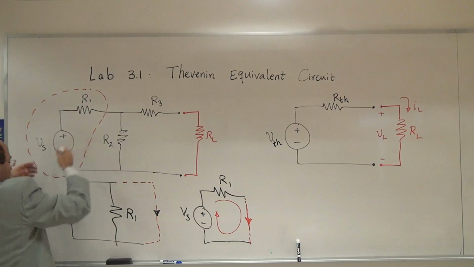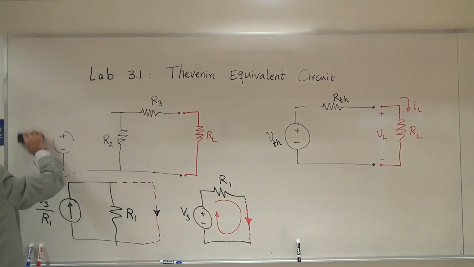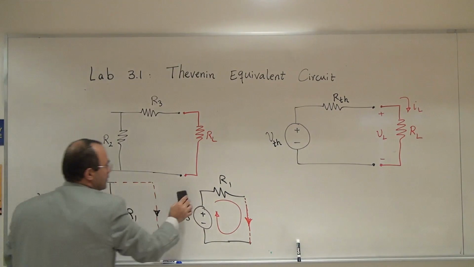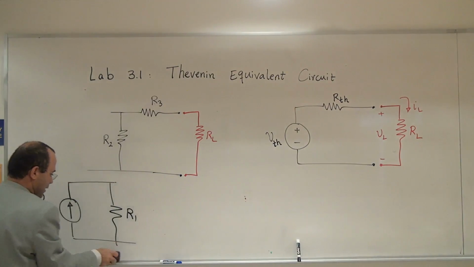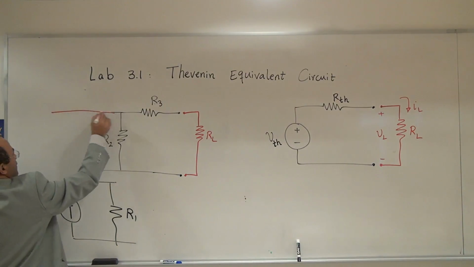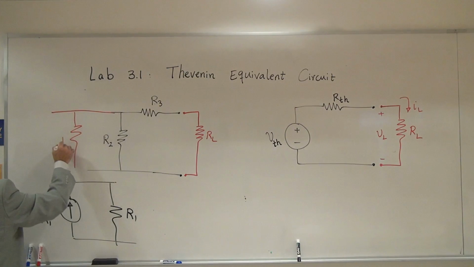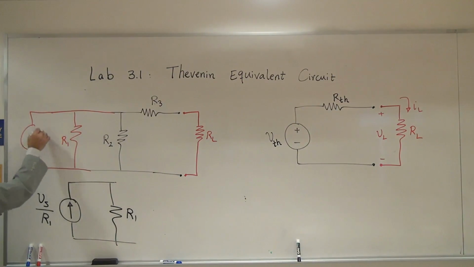I'm going to remove this segment, and now I have the luxury of replacing it with the new model. Let's simplify this. This is what is going to replace it at this moment. That's going to be R1. The same R1 is going to remain there, and this one is going to be a current source. This current source is going to be Vs divided by R1.